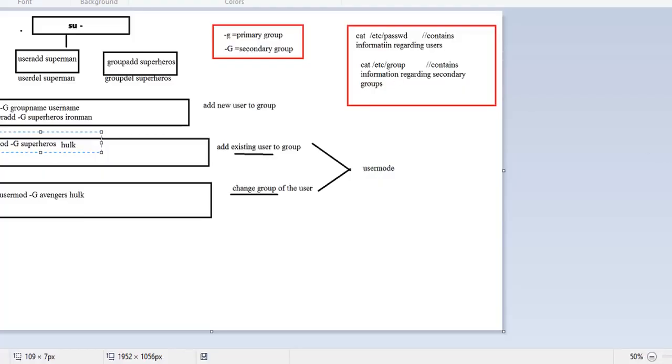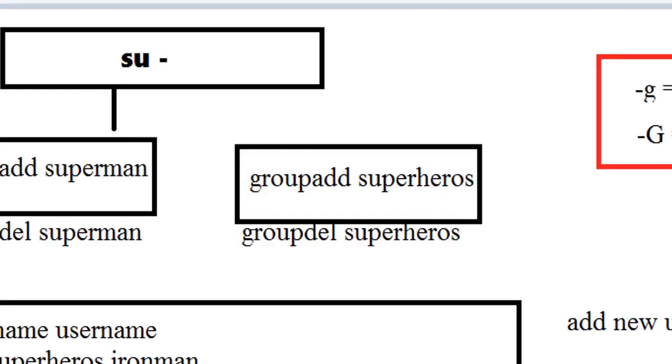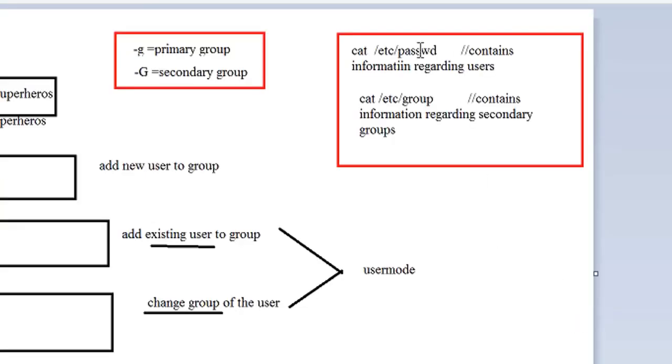And the last thing is how you can check. You have two default files. Okay, one is called passwd and the other is called group, and using the cat command you can see the contents. And everything else is the same. If you want to work with a primary group, you will use small g, and if you are working with the secondary groups, you will use capital G.